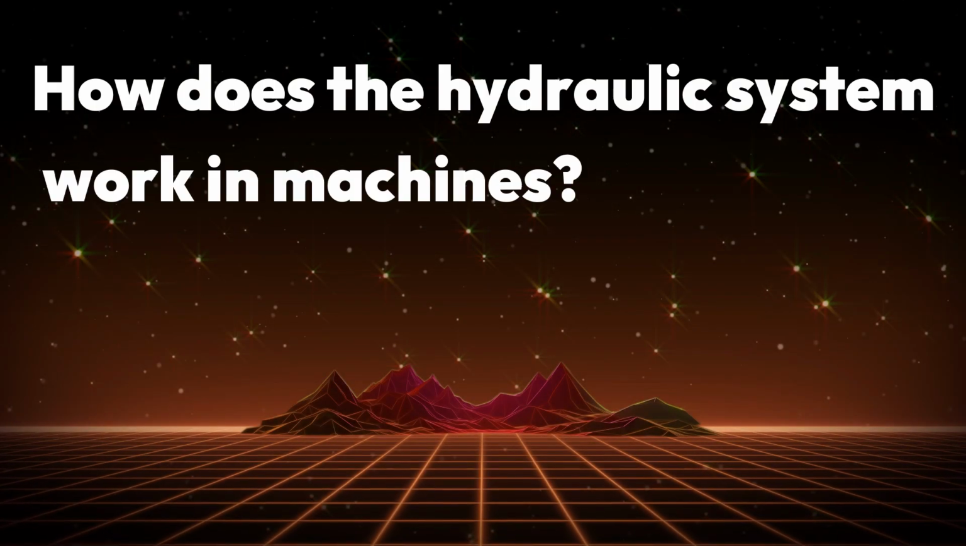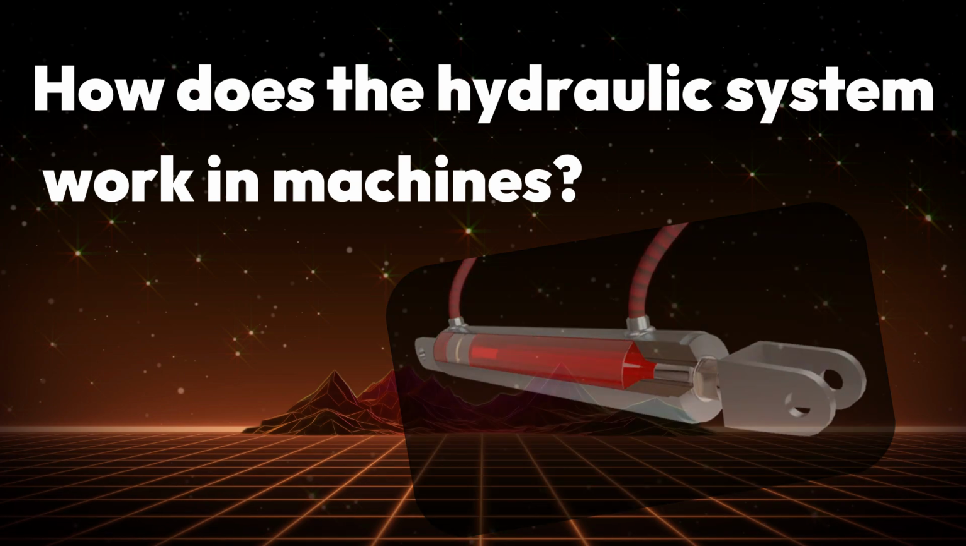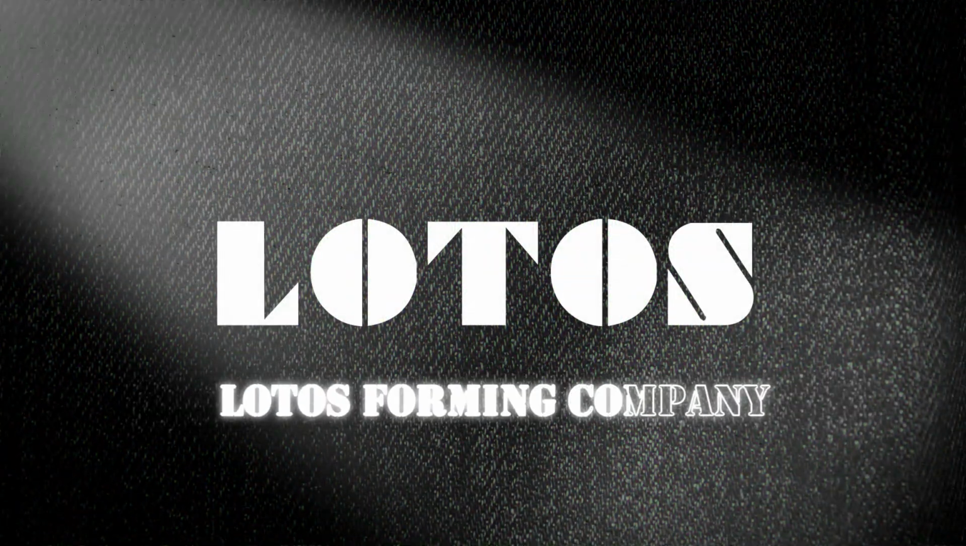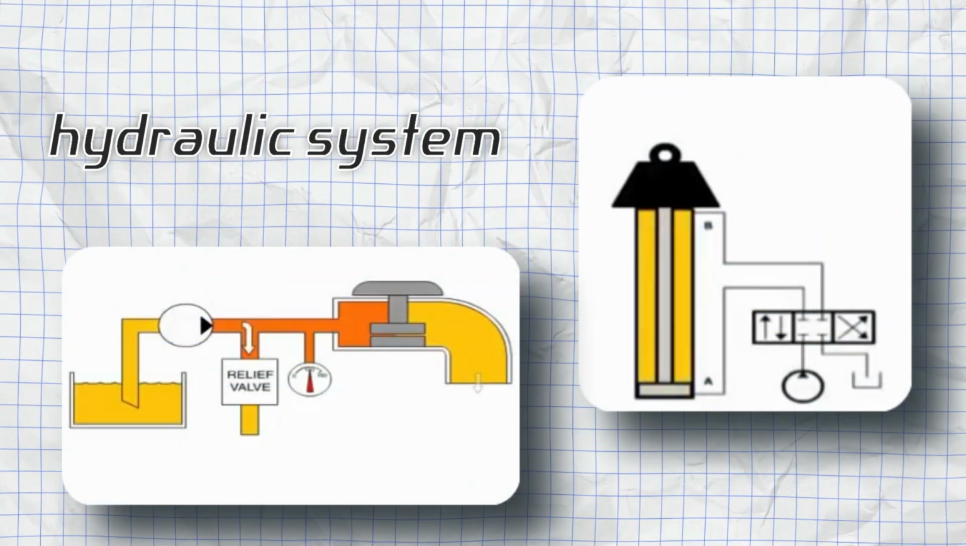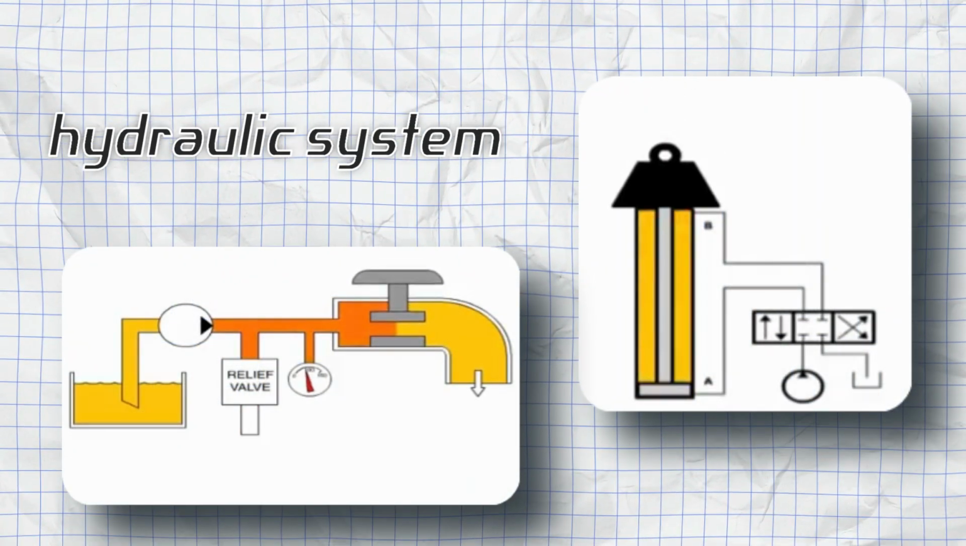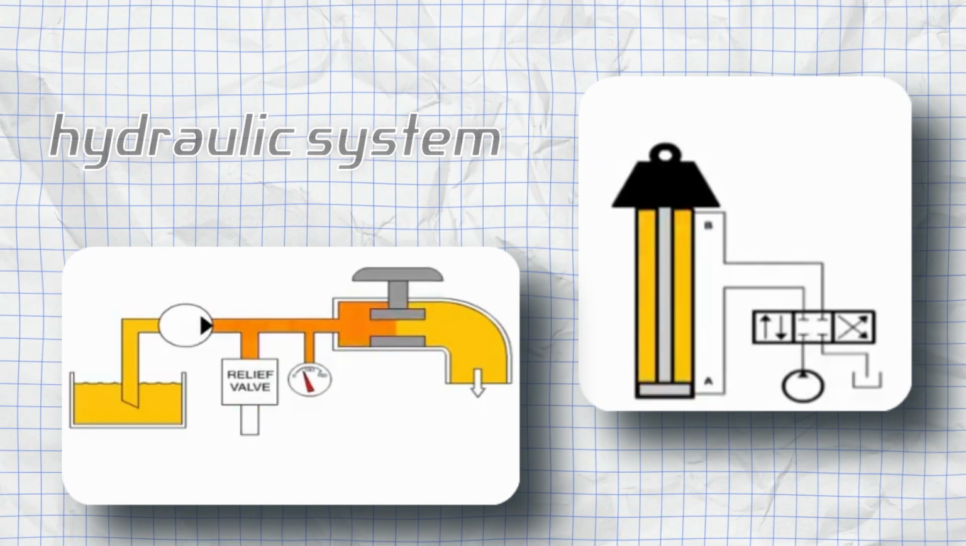How does the hydraulic system work in machines? Some devices, such as hydraulic punching systems or hydraulic cutting machines, use a hydraulic system, and it would be good to learn how this system works and why it is used.